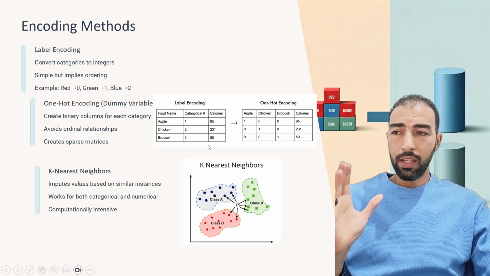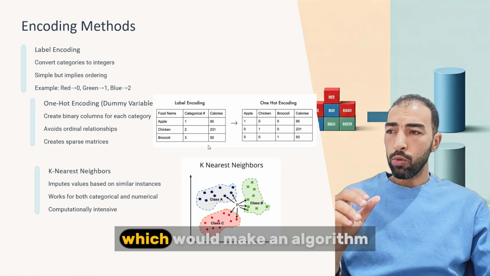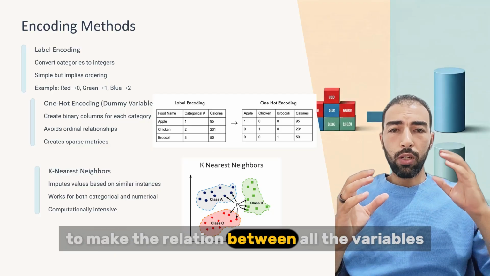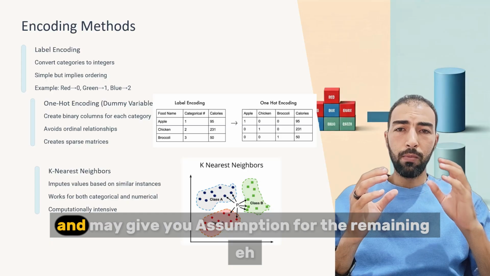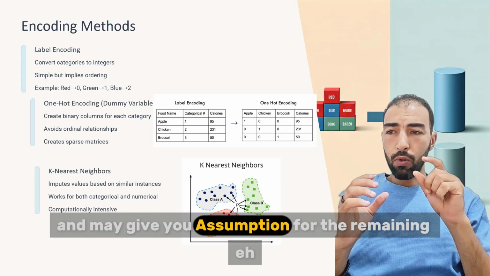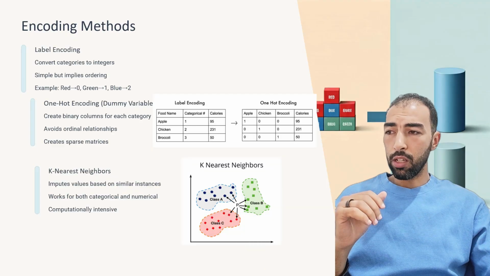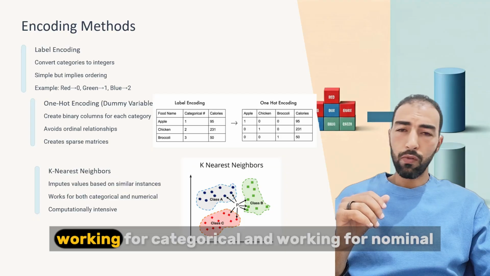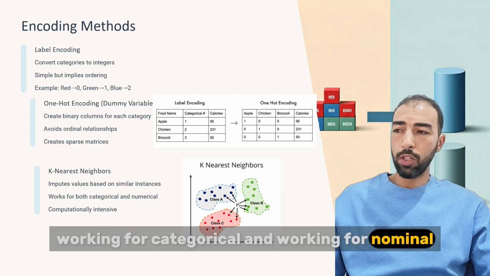The latest one is k-nearest neighbors, which is an algorithm that makes the relation between all the variables and gives you an assumption for the remaining one. It works for categorical and also for nominal data.